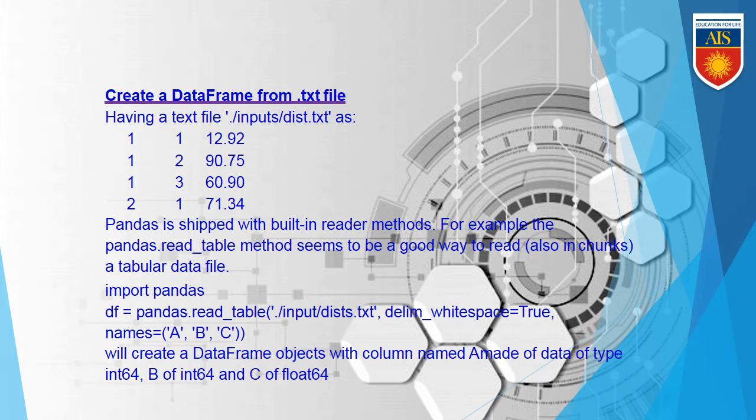Create a data frame from a .txt file. Suppose we have a txt file with the information. Next, pandas is shipped with a built-in reader method. For example, the pandas.read_table method seems to be a good way to read. Import pandas, df equal pandas.read_table. Over here, it will read the table from that file. Names equal a b c. It will create a data frame object with column names a of int64, b of int64, and c of float64.